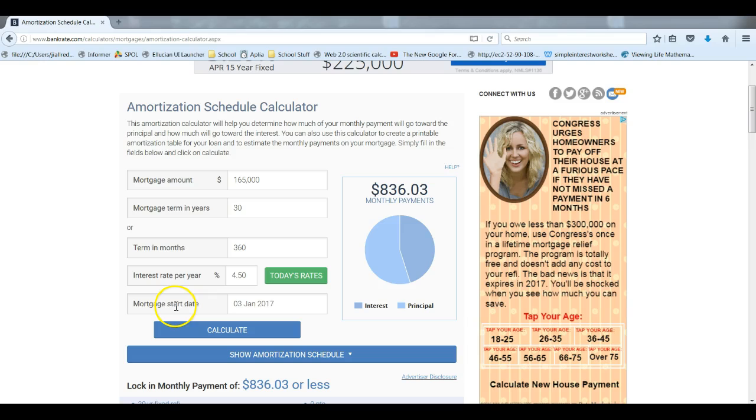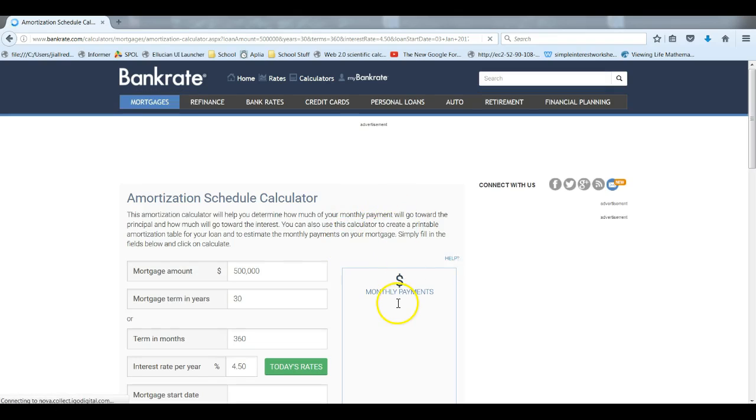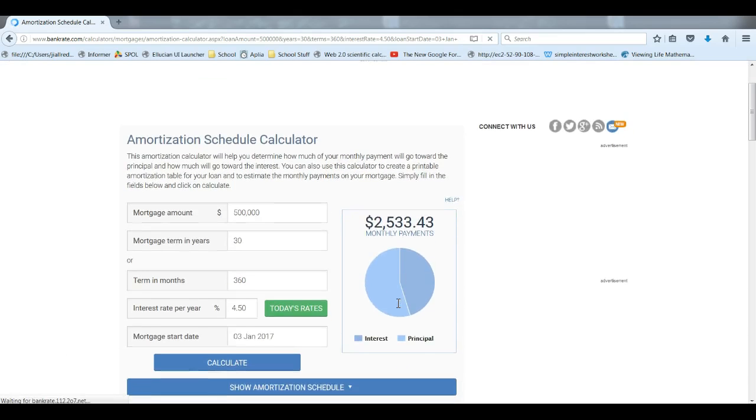You really don't need to mess with the start date here unless you were looking to actually use this in real life. Maybe you're going to buy a house next year and you wanted to see how long it would take you to pay off from there. But if I was to change something here, I change this to 500,000. I would hit calculate, and you would see some elements over here change.